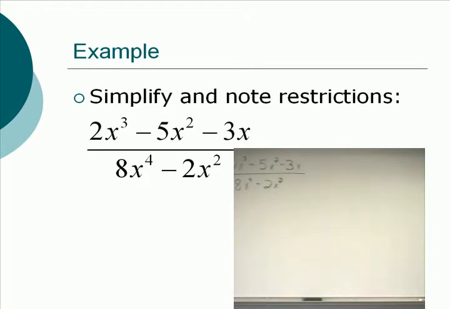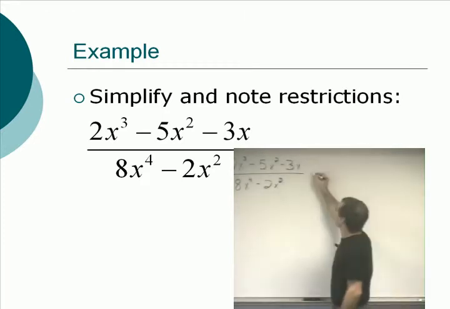Well, while we could find the restrictions right away, it's better to just wait until it's factored, and then we'll grab them at that point. It's a little bit easier. 2x to the third minus 5x squared minus 3x over 8x to the fourth minus 2x squared. We've got to start out by factoring. Do the top and then the bottom, or the bottom then the top if you prefer.